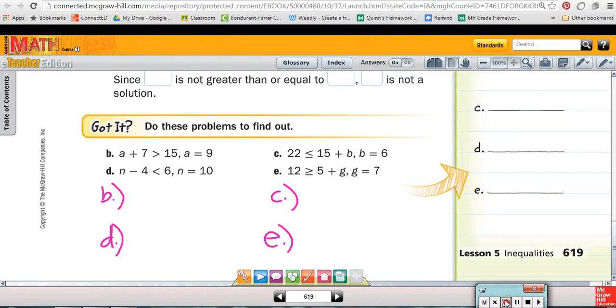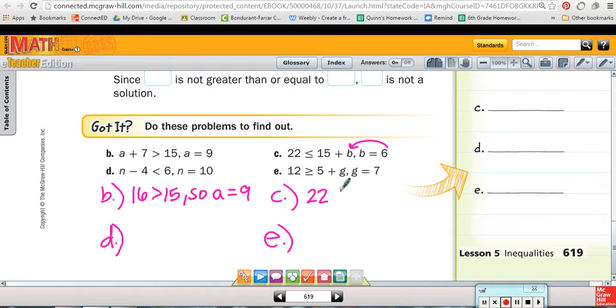Okay, letter B. Help me out here. If I substitute 9 in, 9 plus 7 is what? 12. Oh, 9. Try again. 9 plus 7? I thought you were talking 16. Is 16 greater than 15? Yes. So A is equal to 9. Do you agree? Good.